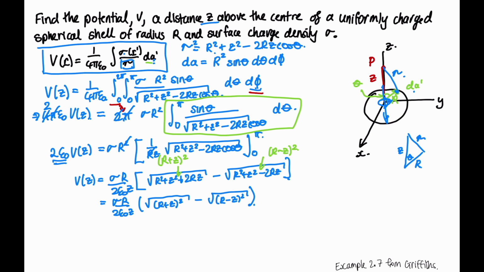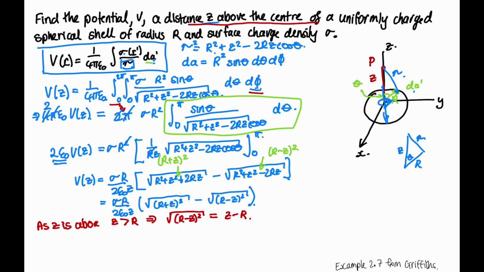Now, at this point, it's important to think physically about our setup. In our setup, we said that z was a distance above the center of the sphere. So physically, as z is above, we've got that z is greater than r. And if z is greater than r, this tells us that the square root of (r minus z) squared is equal to z minus r, because z is bigger than r and we want this thing to be, well, it has to be a positive number. So you just need to be very careful with that.